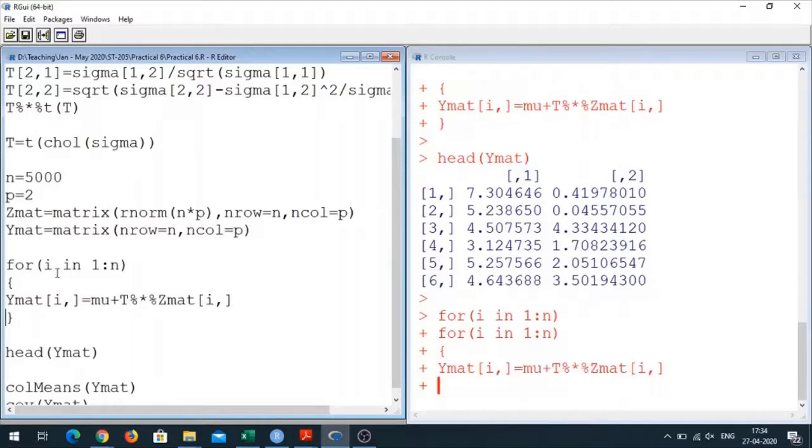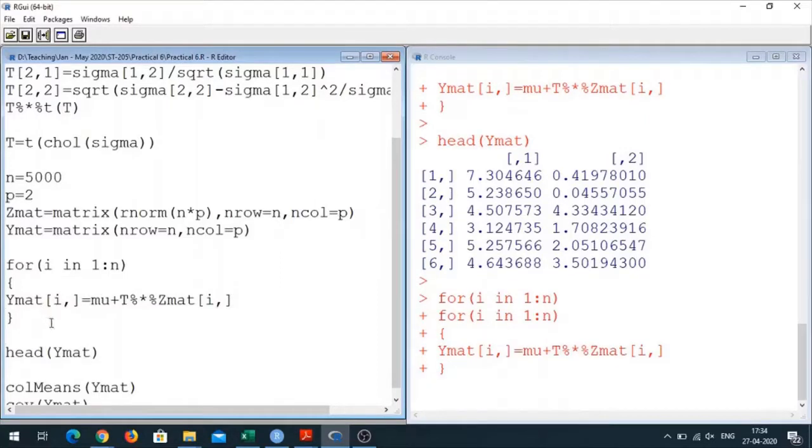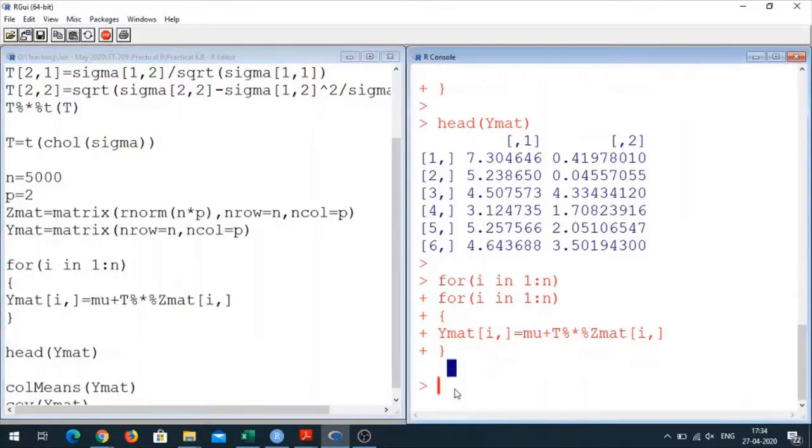Oh, what is happening? I don't know why it is running again. There's some problem, my cursor went up and it started running again, and now it is stuck in a loop.